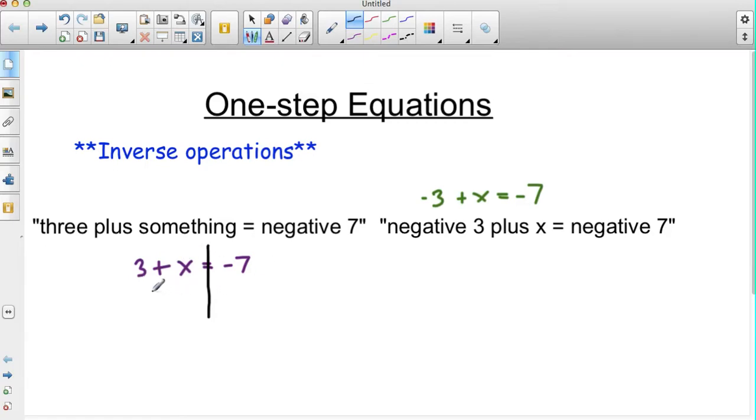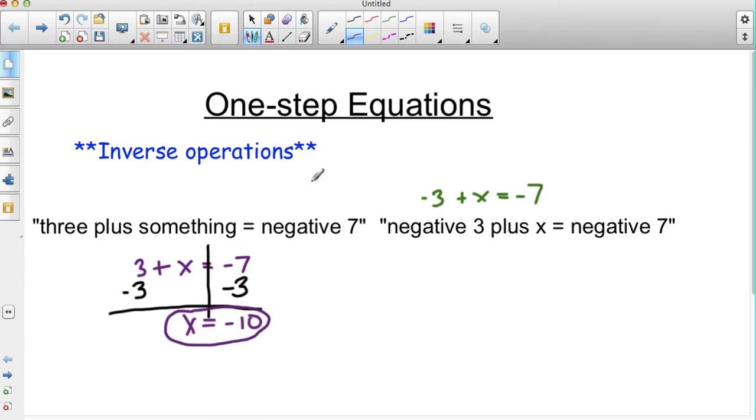Since this is a positive 3, to make x get by itself, I'm going to do the opposite or the inverse. I'm going to get my equal sign. Positive 3 minus 3 gives me 0. That's what we want. All I'm left with then is x on this side is equal to, then we need to do some subtracting. Negative 7 take away 3 more gives me a negative 10. This would be my final answer.